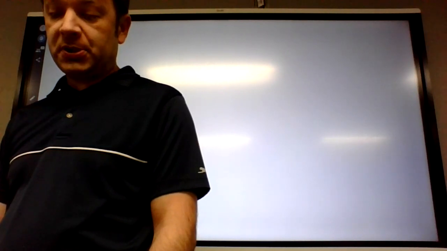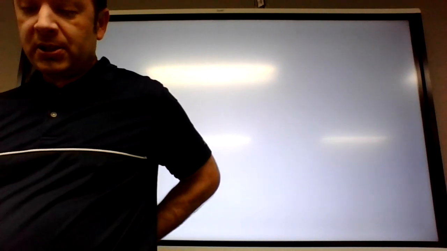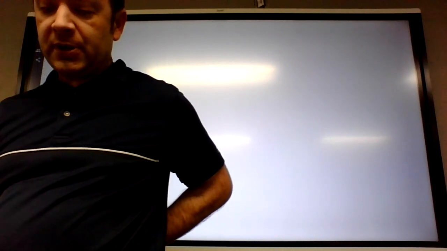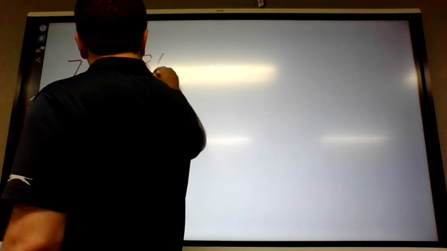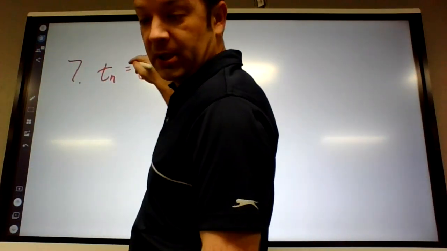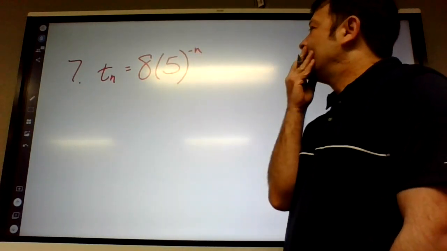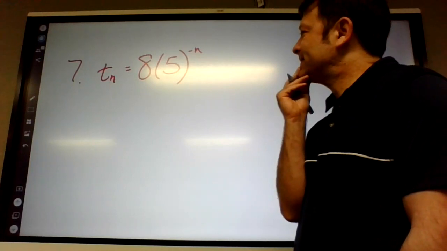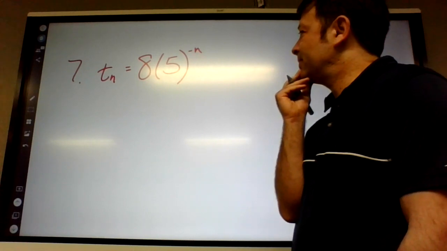T sub 1 plus t sub 2, okay, well, that doesn't tell us anything. T sub n equals 8 times 5 to the negative n. Okay, this number is 5 to the negative n. It might help if we figure out what this is.